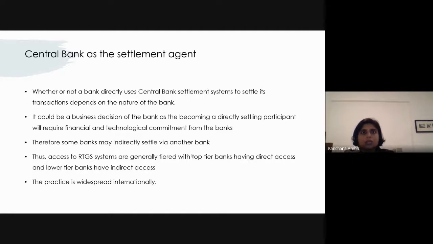So unless you meet the technological, safety and risk mitigation requirements, unless you meet all those very high standards, you can't get access to the RTGS system. So for several banks, that is too expensive. So they go via another bank and pay that bank some amount and get the RTGS access, right? And globally, this tiered system is practiced because it minimizes risk and also reduces cost to smaller banks.